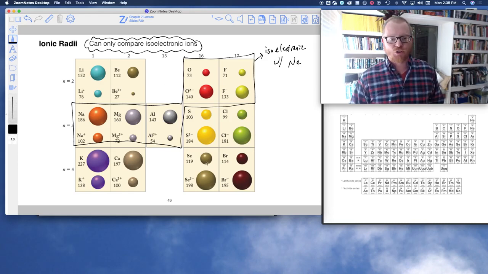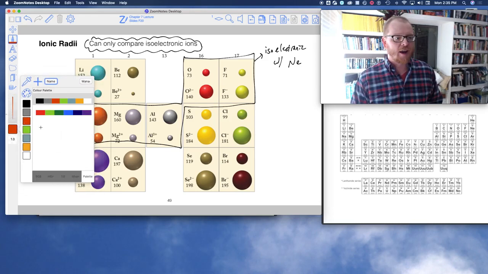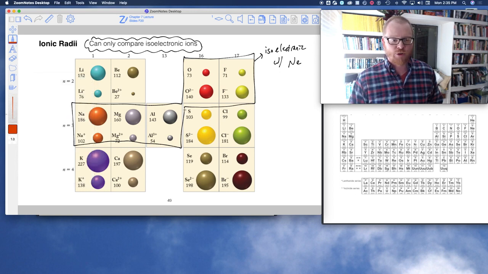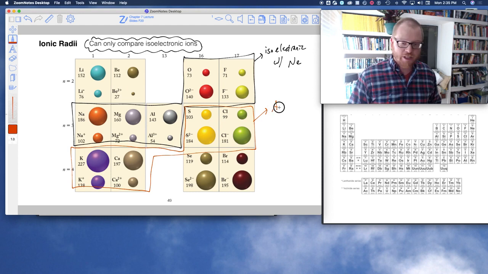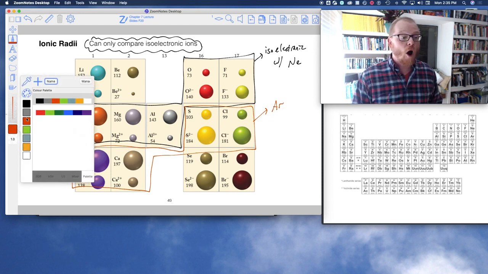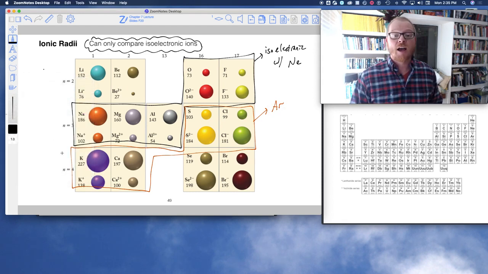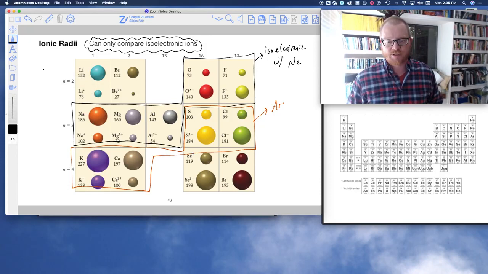We see another trend right here, which I'll circle in red. Sulfide, chloride, potassium, and calcium are all isoelectronic with argon. So I can make a comparison amongst that set, but I can't compare those two sets.